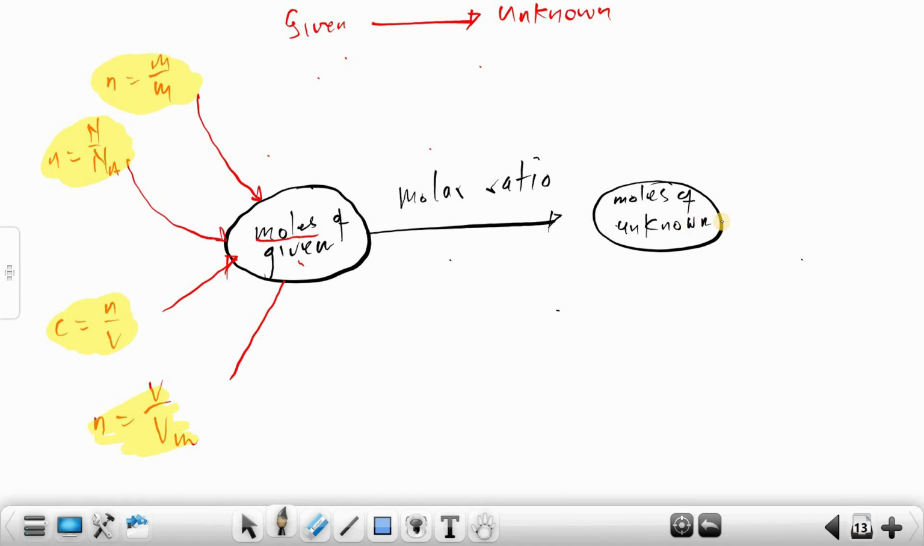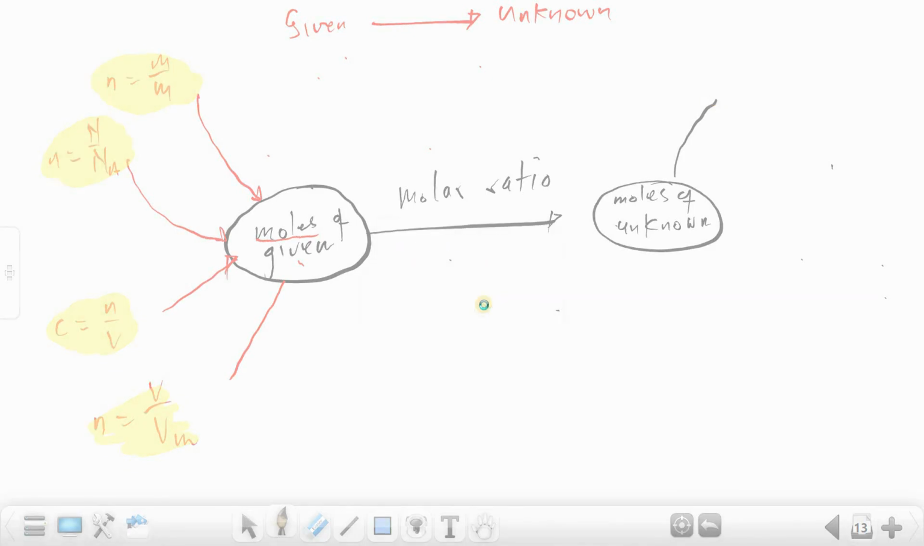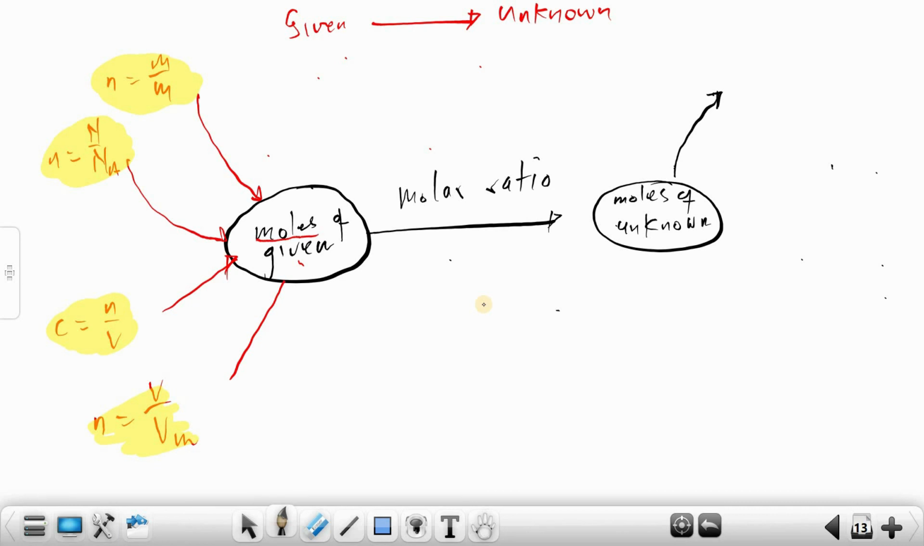So once I have the number of moles of unknown, regardless of the question, it means I must now be in a position of applying the basics that I know. What are the basics that I know? Is that once I have the number of moles, I can calculate mass, I can calculate volume, I can calculate the number of particles, I can also calculate the concentration thereof.